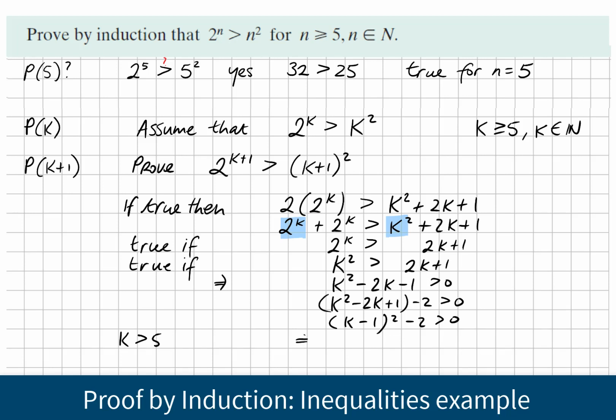So is this true? Well, remember k is greater than or equal to 5. So what we're asking is, is k minus 1 all squared greater than 2? Of course that's true if k is greater than or equal to 5. So we've proven what we set out to prove.